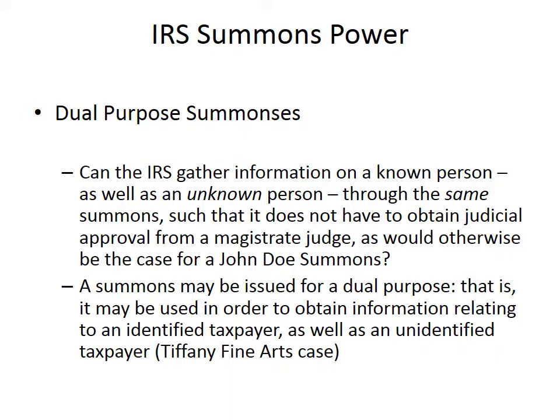And so the government needed to know exactly who these unknown parties were so that it could investigate them and possibly shake them down and get them to testify against the promoter, but it didn't want to follow the cumbersome John Doe summons procedures. In other words, it didn't want to have to go into court, stand before a magistrate judge, and have to prove those requirements that are necessary for a John Doe summons.